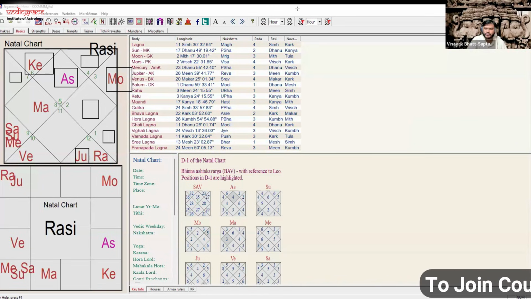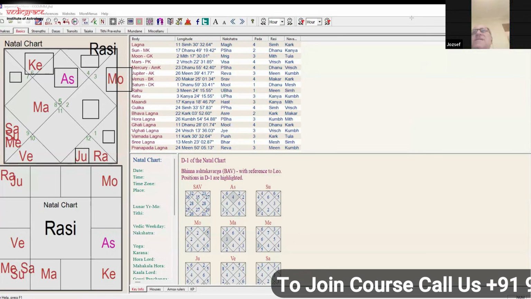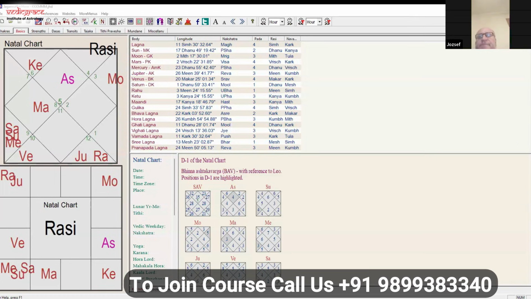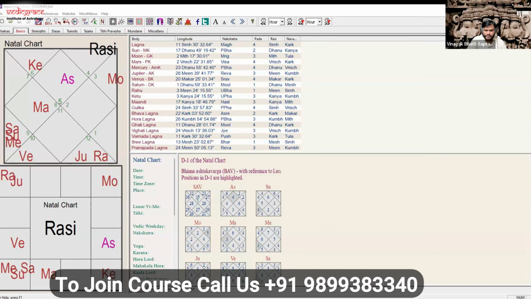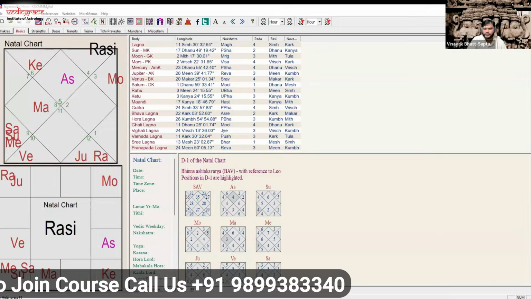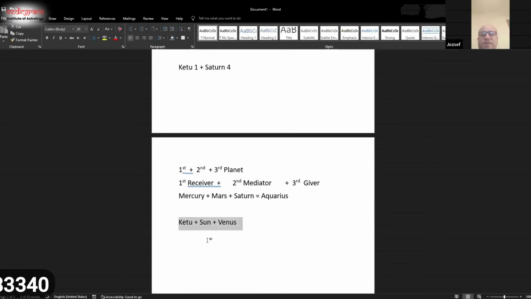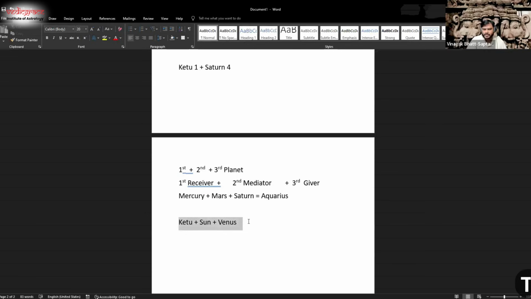Where is Venus? Which example are you talking about? You didn't give a chart, you just gave the combination, in that Word file. Let me show you that. Okay, this one, Ketu, Venus, and Sun. Yes, this example I am explaining with respect to Surya.